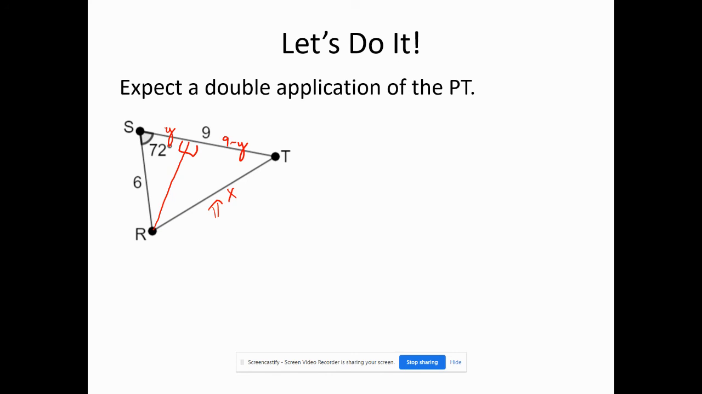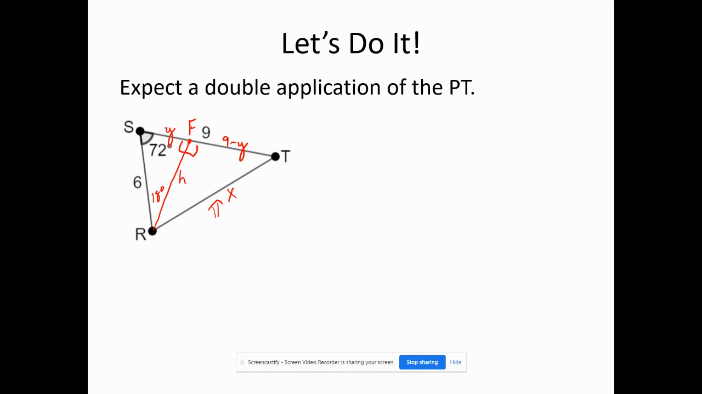Oh, and then I do know, of course, tell you what, I'll call the foot of the altitude F. I do know the final angle in triangle SRF. It's a right triangle with a 72-degree angle, so that has to be 18 degrees. Now let's write down some equations, and it will take more than one.